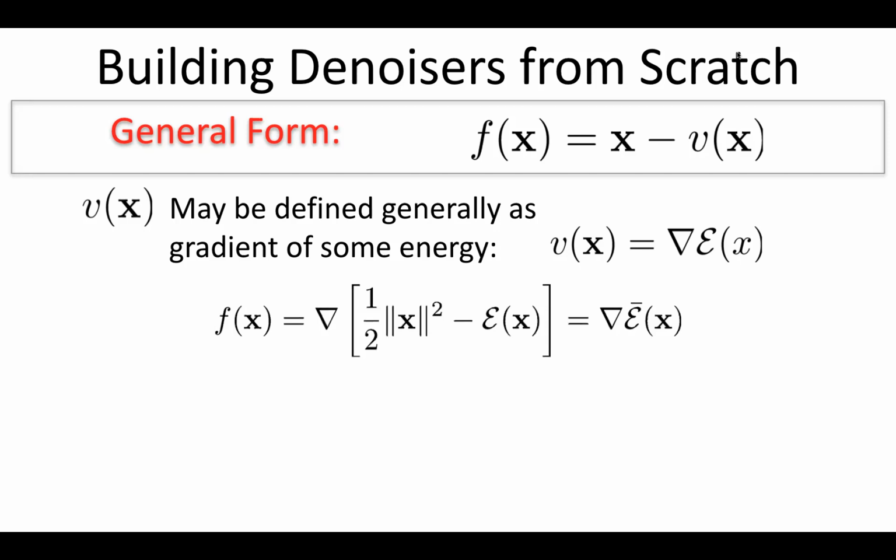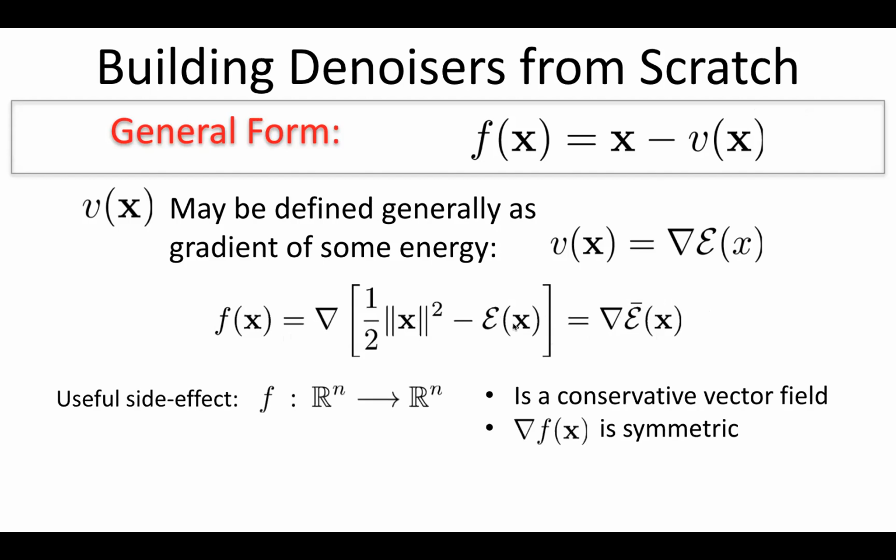Now, if I were to put this into this general framework and pull this gradient sign outside, what I have is f of x is equal to the gradient of 1/2 norm of x squared minus e of x, or gradient of e bar of x. And this e bar is sort of the complement of e with the x squared subtracted off.